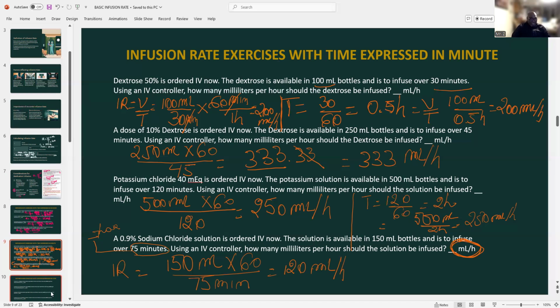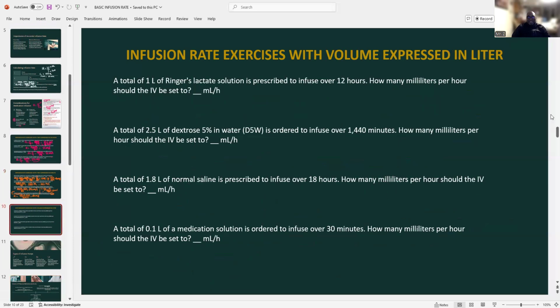We got some exciting stuff waiting for us. But what happens if the volume is not in liter? If the volume is not in milliliter, pay close attention. Let's do number 1. You have to remember that 1 liter equals 1,000 milliliter. So to go from liter to milliliter, you will have to multiply by 1,000.